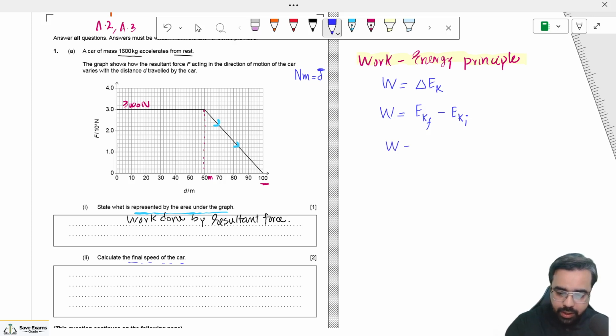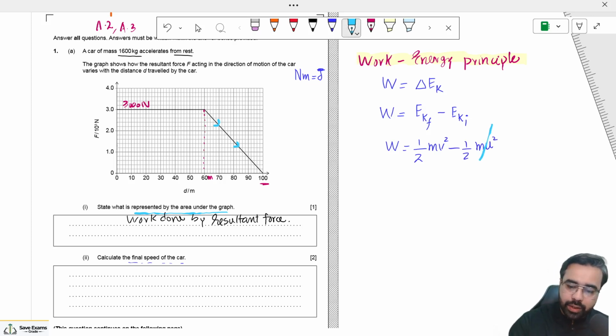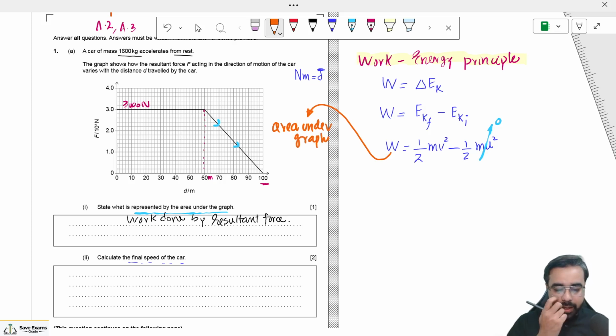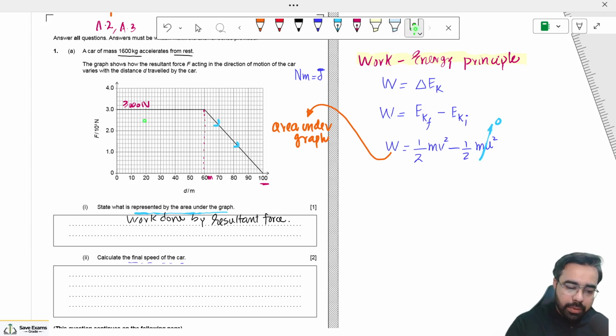And this work done is equal to 1/2 mv² minus 1/2 mu², and you know that the initial velocity is 0, so the initial kinetic energy is 0. Now the big question is: what is this work done? Don't you think it is the area under the graph? That is equal to the direct area of a trapezium, because this is a trapezium. Or in other case you can divide this whole area into two parts, the area of this rectangle and the area of the triangle.